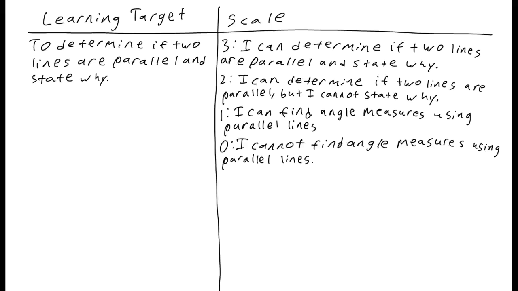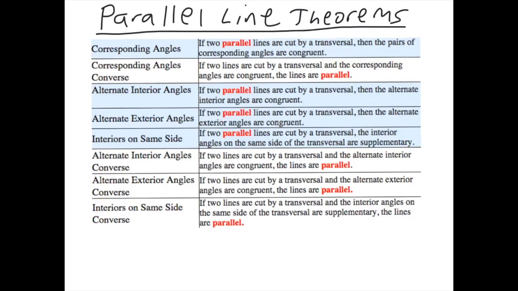And a 0 means you cannot find angle measures using parallel lines, because if you can't find angle measures using parallel lines, then you're going to have a hard time determining if two lines are parallel. Let's get started. Alright, so here are a bunch of theorems about parallel lines.